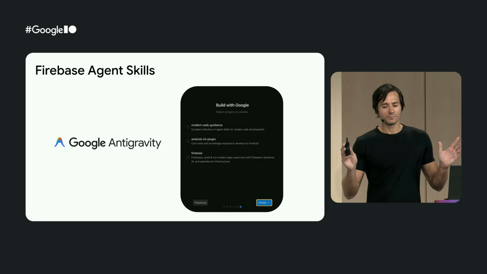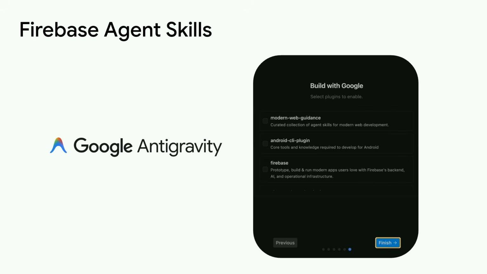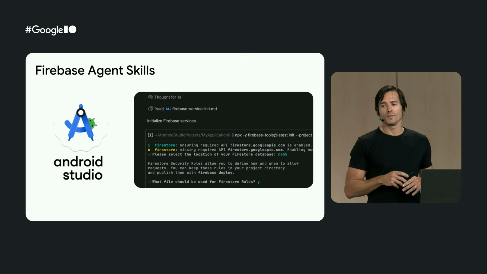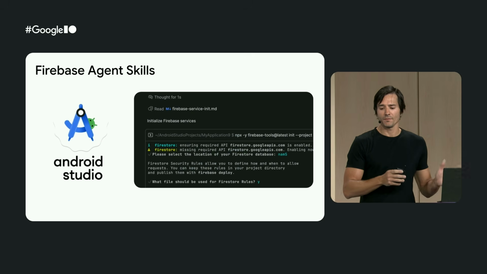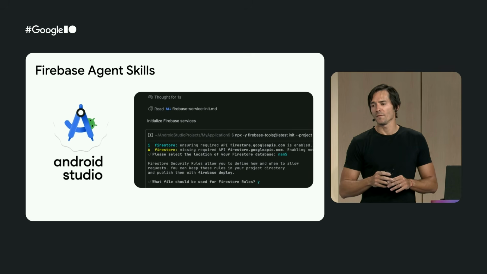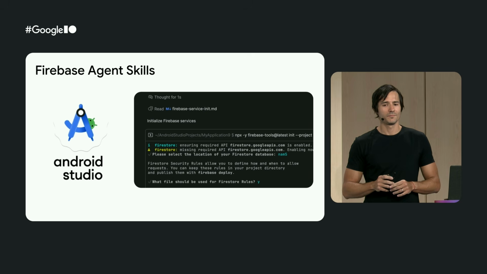For Antigravity, Firebase is integrated in the onboarding flow. So you just need to check the box and Firebase agent skills are automatically installed. In Android Studio, Firebase skills are there by default. So if you ask your Android coding agent to add Firestore or Firebase Auth, it will take care of everything by itself, and you'll get a fully configured Firebase environment without leaving Android Studio. Pretty cool, right?